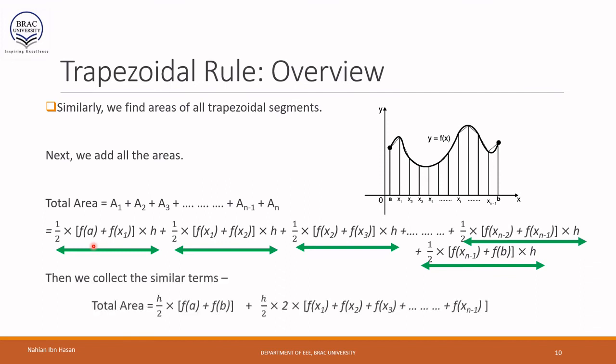If we collect similar terms, we get the final form something like this. We have two terms here. The first term denotes the area of the first and the last segment, and the second term denotes the area of all of the middle segments. Both of these terms are actually similar, but the middle segments have an extra multiplicative factor, which is 2. That's the difference between the two types of segments. The first and the last segment have this form, and the middle segments have this form.